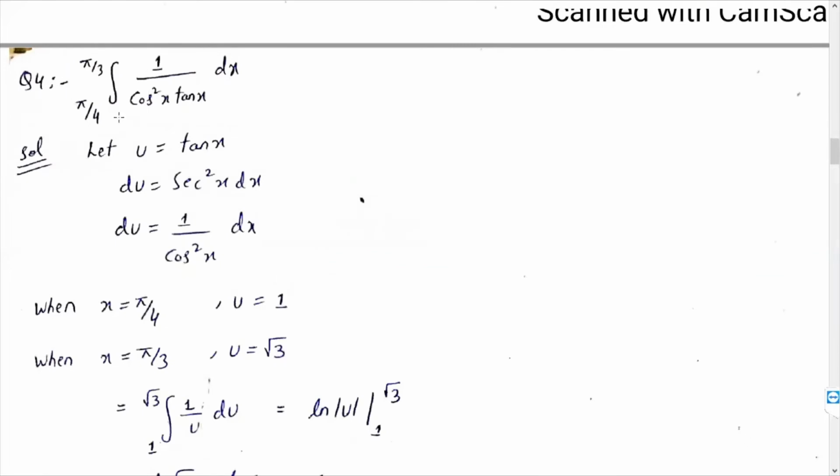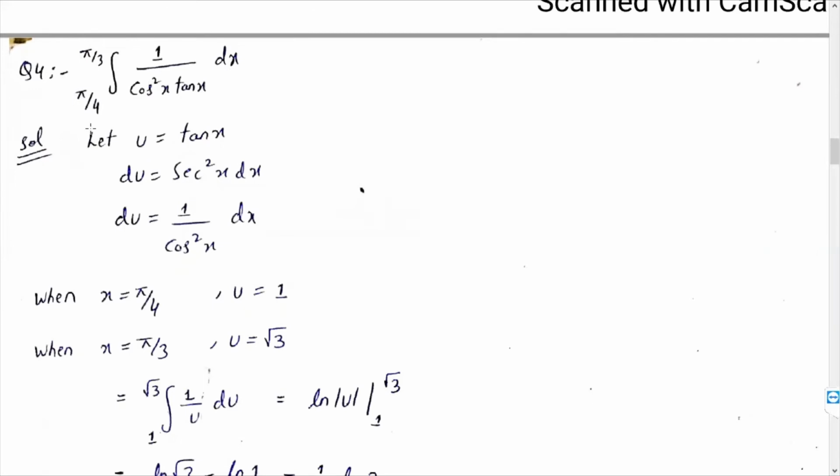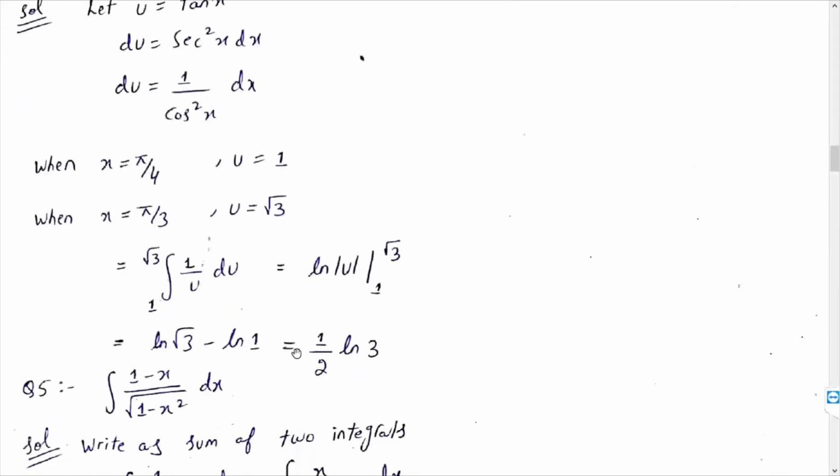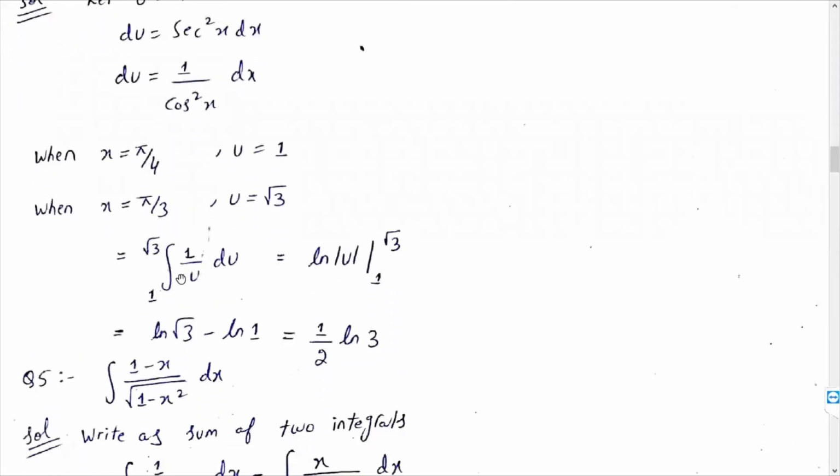Now changing the limits, because as the variable is changed to u, the limits should also change. These are the limits for x and we need the limits for u. So when x is pi by 4, the value of u is 1. When x is pi by 3, tan pi by 3 gives u equals under the radical 3. So changing the limits, applying the substitution, 1 by u du, integrating it, I get ln of u, applying the limits. This is the answer.